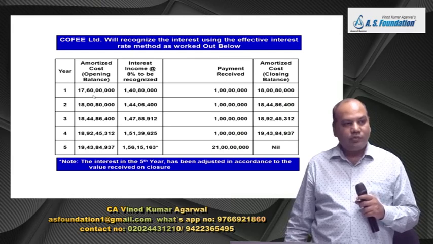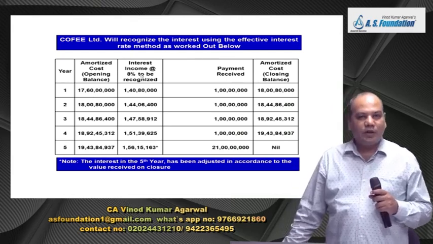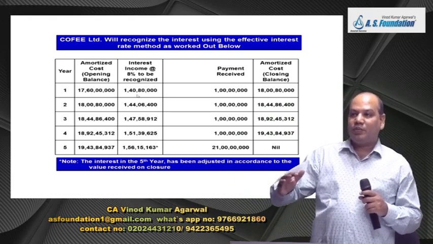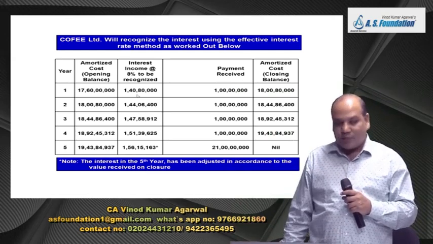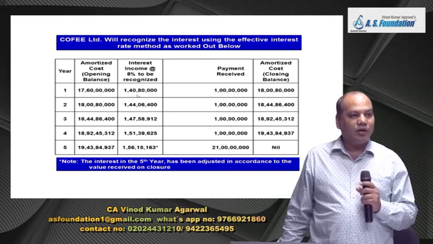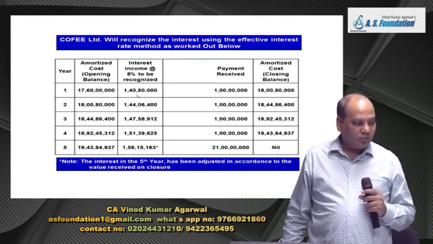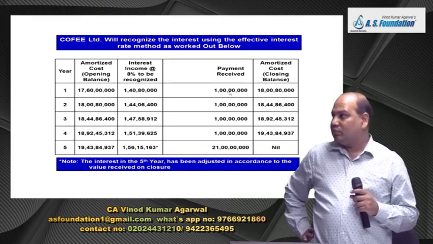And on this, we are effectively earning 8%. In form it is 5%, but effectively it is 8%. So this 8% will go to our P&L account. This is the payment received.